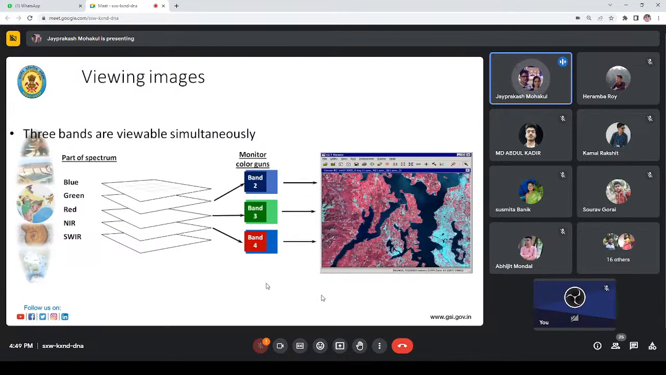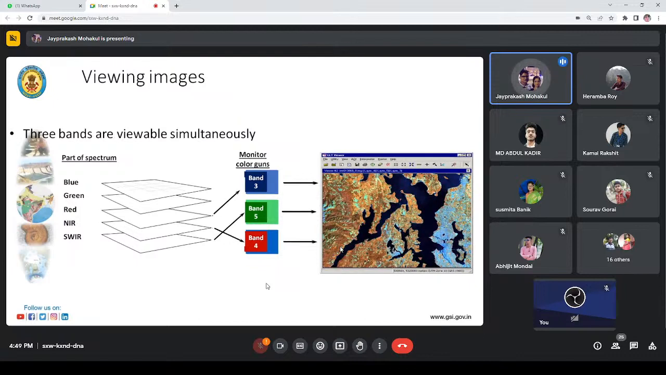Now this is a Landsat image. Landsat band 2 is assigned a blue color, band 3 is assigned a green color, and band 4 is incidentally the NIR band in case of Landsat. So when you assign a red color gun to the NIR band, in fact the vegetation, since it has the highest reflection signature, looks red.